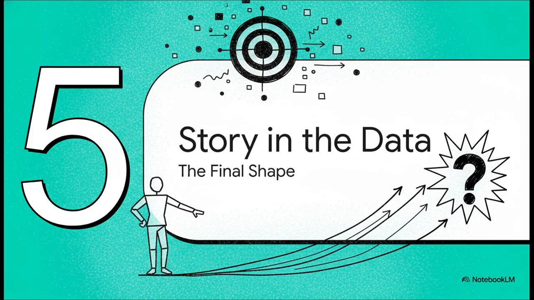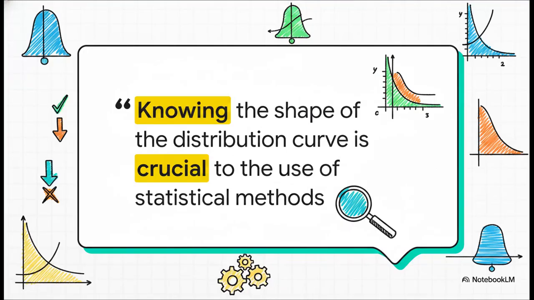Which brings us to our final section, Section 5, the story in the data. So why does all this matter? Understanding these anatomical traits, the mean, the standard deviation, the skewness, the kurtosis, is not just academic trivia to memorize for a test. Knowing the true shape of your data strictly dictates the exact statistical formulas and inferential tools you are actually allowed to use next.